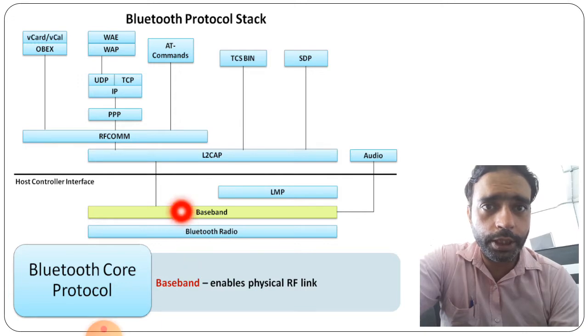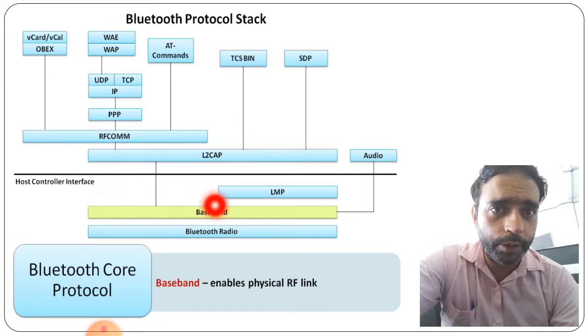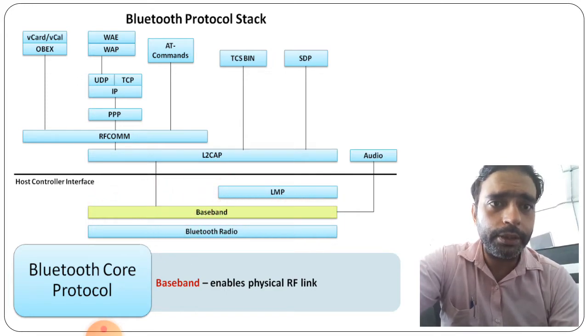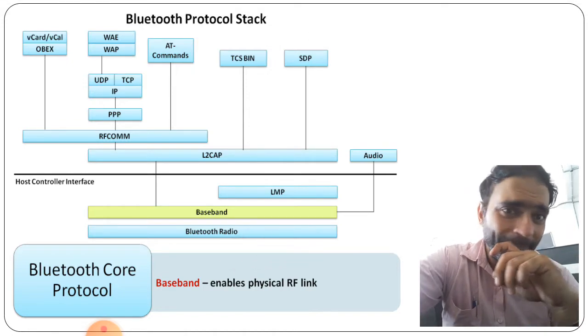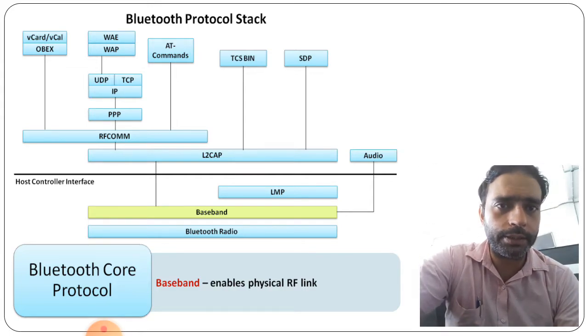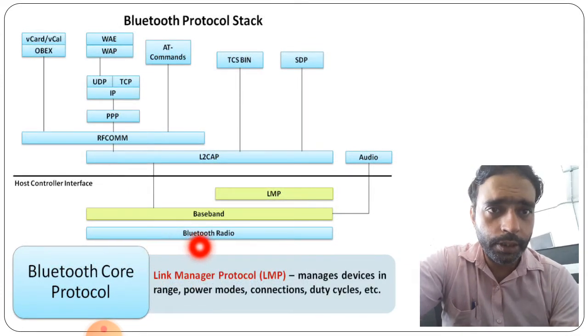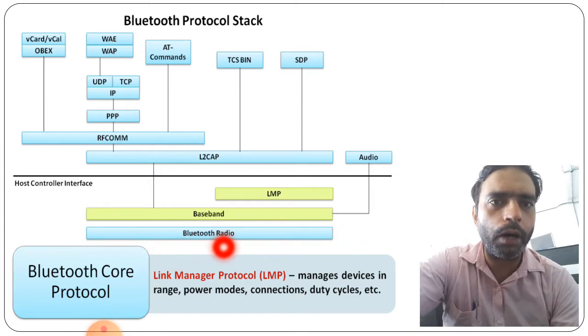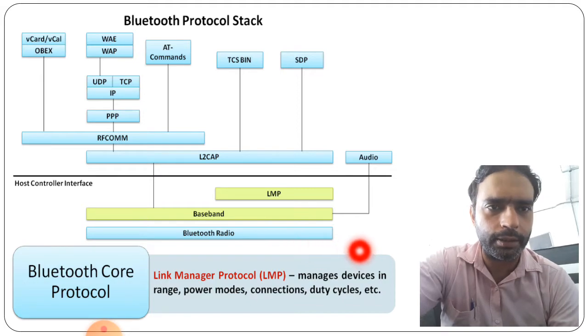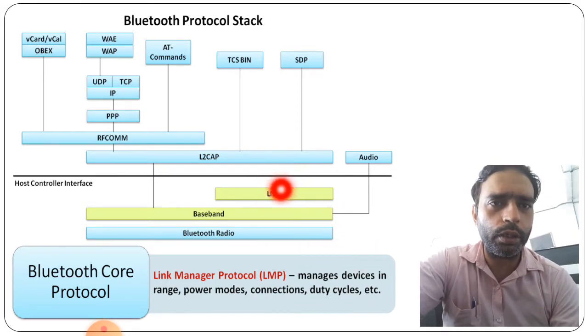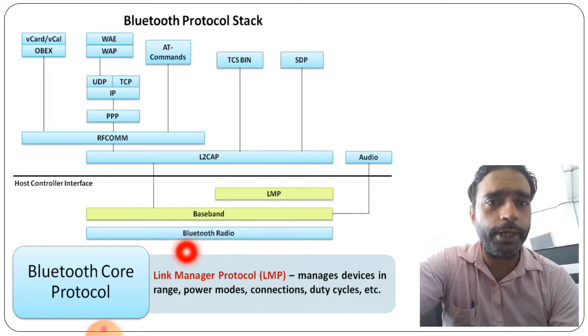The first thing we are going to see is the Bluetooth core protocol, the baseband. We can see the green highlighted part, which enables the physical radio frequency link. Next is LMP, the link manager protocol, which manages the devices in range, power modes, connections, duty cycles, etc.